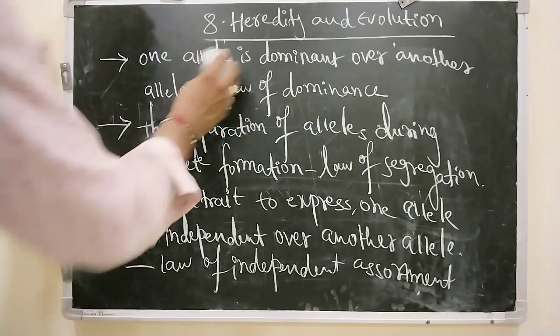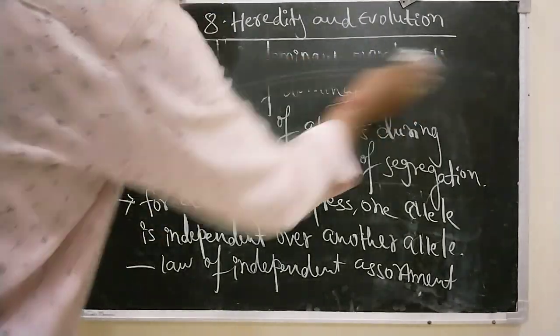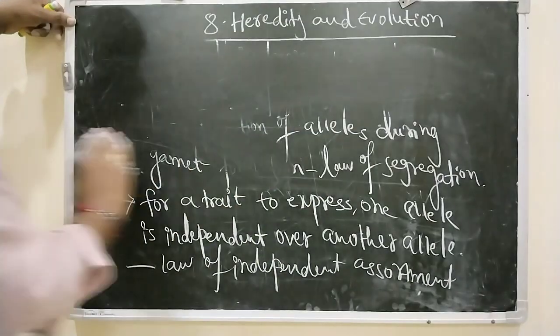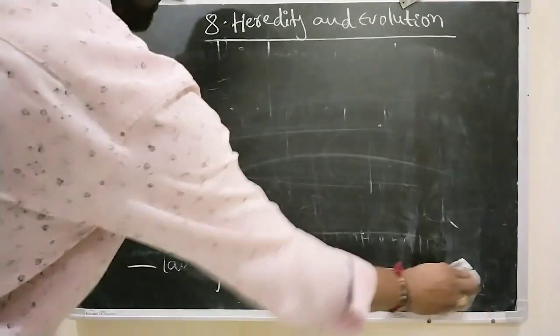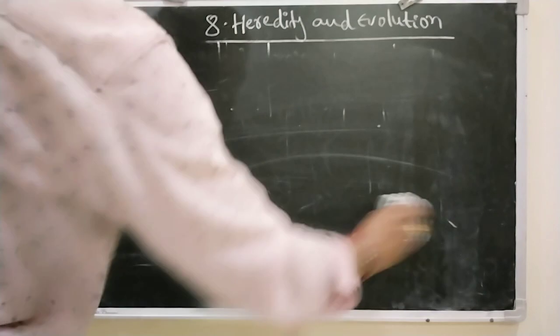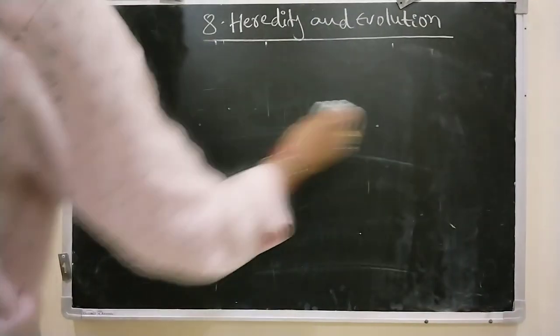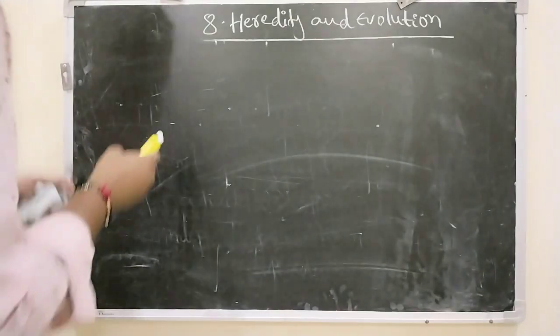Next, what are heritable traits? Heritable traits means the traits that are passed from one generation to another generation. Such traits are called heritable traits. The traits passed from one generation to another generation are called heritable traits.